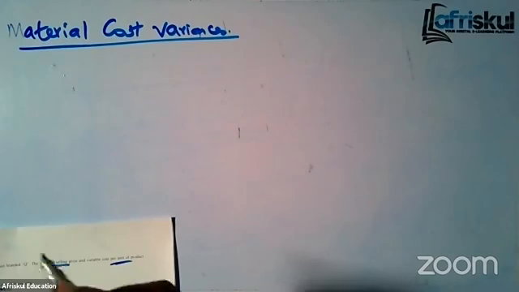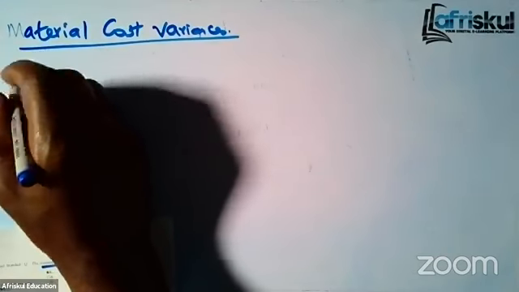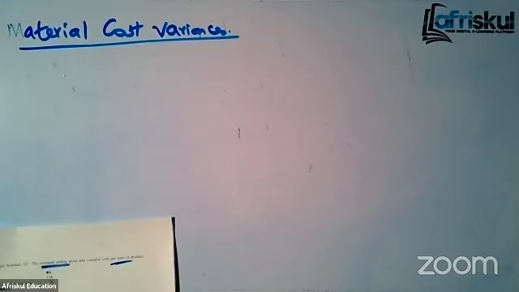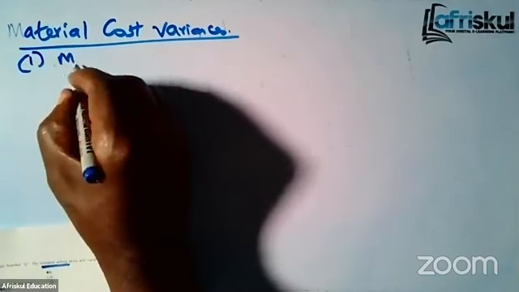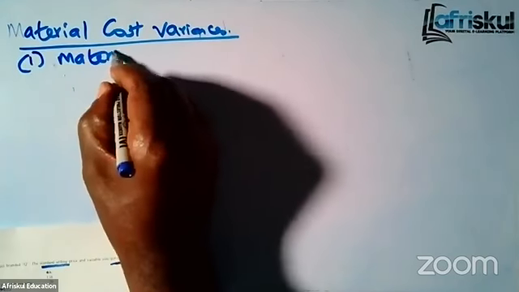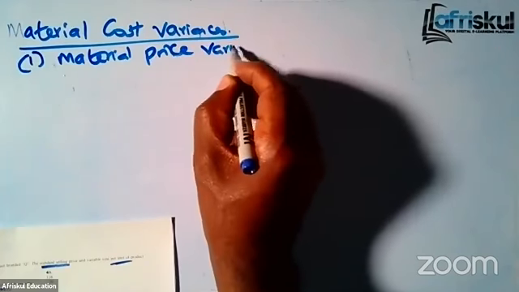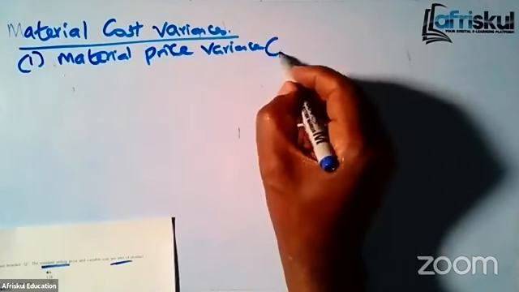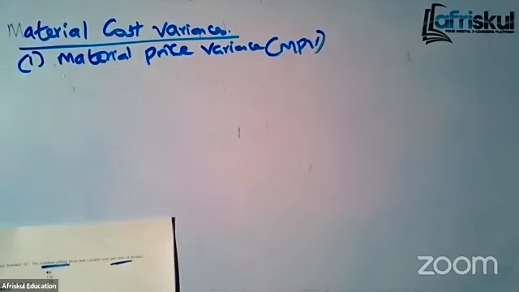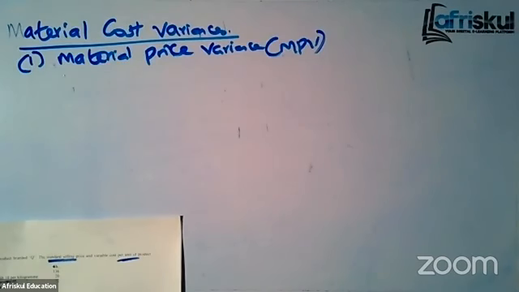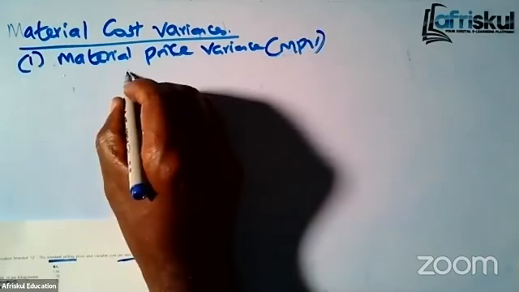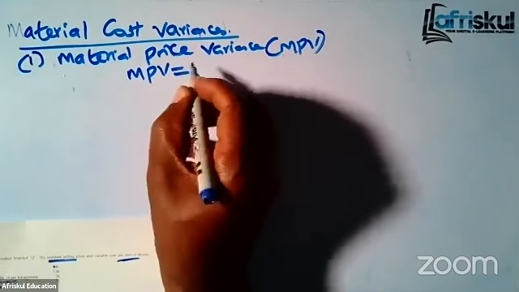So there are two types of material cost variances. Number one, we have what we call the material price variance, abbreviated as MPV. And then number two, we have the material usage variance, abbreviated as MUV. So I would want us to study how we compute this material price variance.